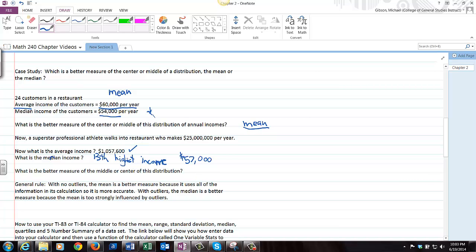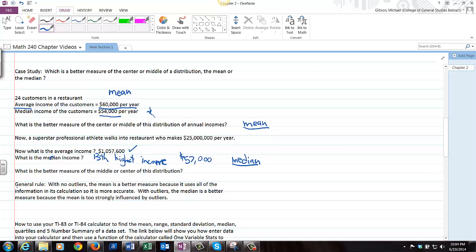So now what's the better measure of the center? Well, if you try $1 million, 24 of the 25 people make way less than that, right? Not even close. And the 25th one makes way out there. I mean, in this case, it's going to be the median. All right.